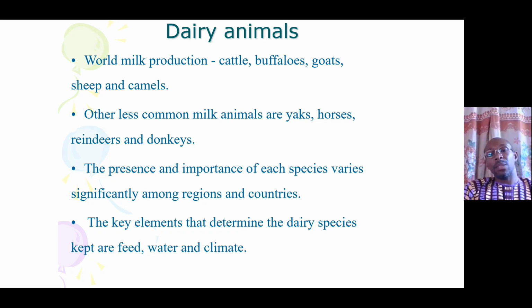So the key elements that determine the dairy species that are kept are their feeding, what feed is available for these animals, and the water, potable water. These dairy animals need potable water because about 87.5% of the composition of milk is water. The climate in that area: does it favor the presence of these animals? These are a few elements that determine the dairy species.